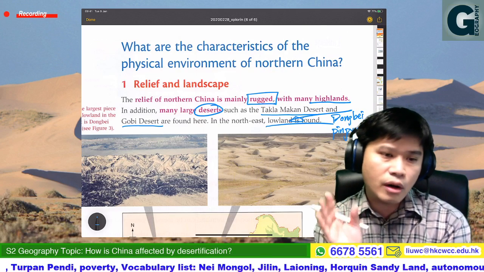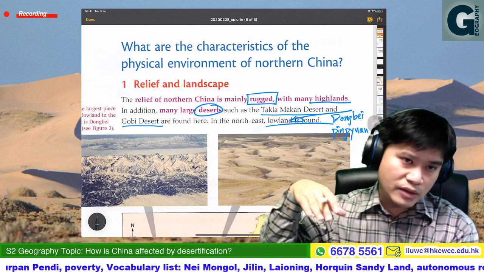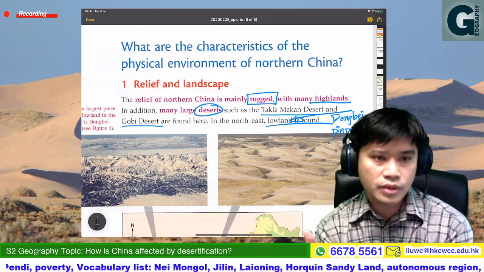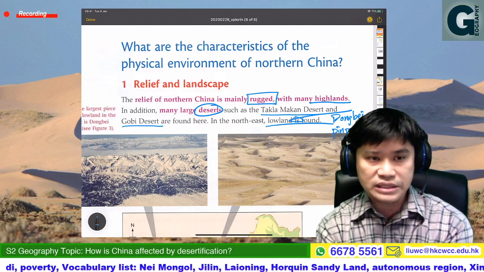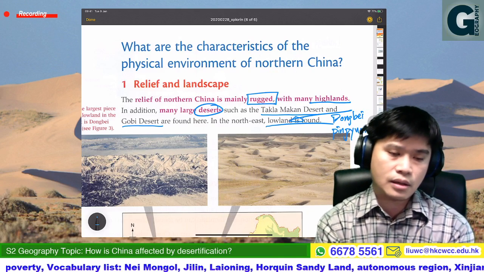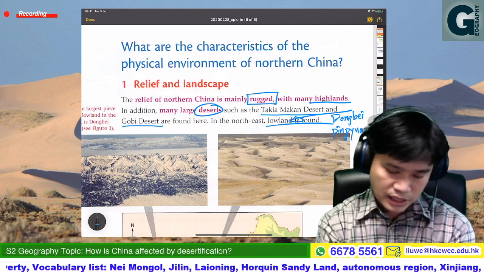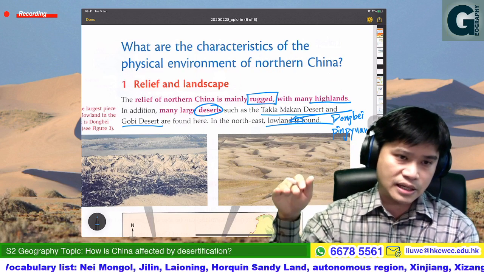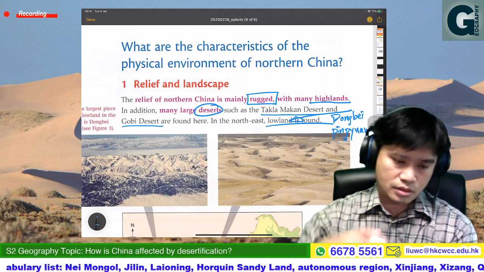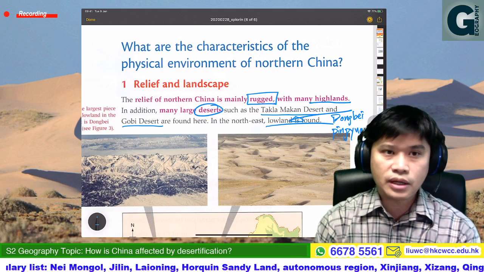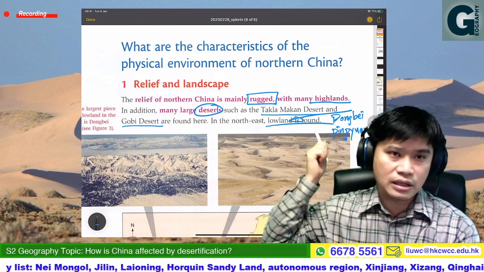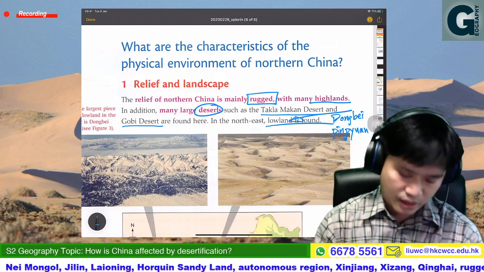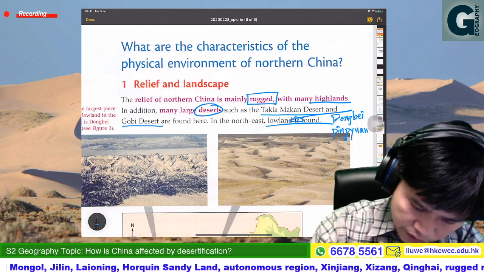In the northeast, the relief is relatively low. We always mention that the lowest relief is in the east and the highest in the west. Therefore, in the west, in Xinjiang, it is much higher, and in the northeast, relatively lower. So we can even see there is a pingyuan, the plain there.